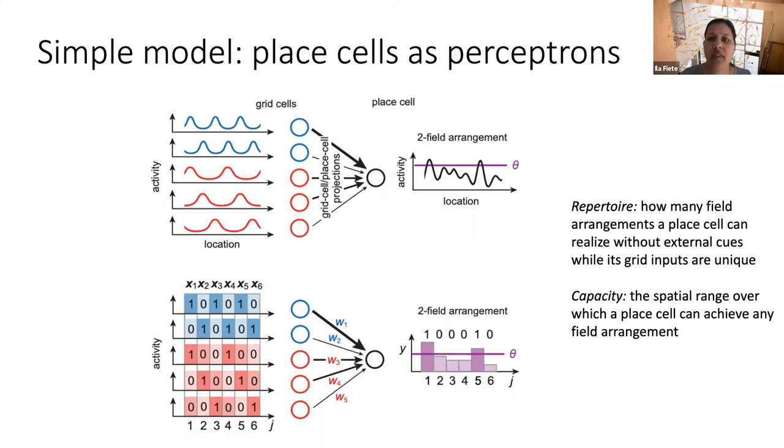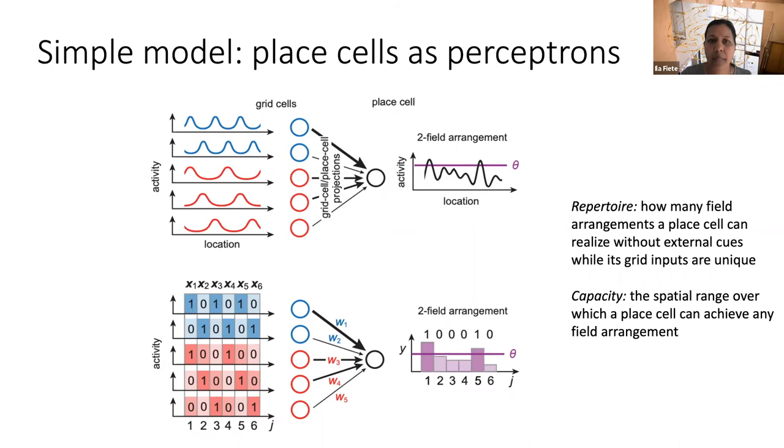And the capacity question is, what is the spatial distance, the contiguous range of positions, over which a place cell can achieve any possible field arrangement that I specify? So if I ask a place cell to have a field at positions 1, 3, and 7, user-defined positions, what is the range of distances over which I can have user-defined field arrangements for a place cell? Okay, so those are the questions I ask.